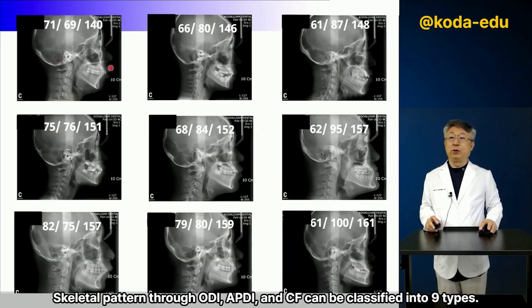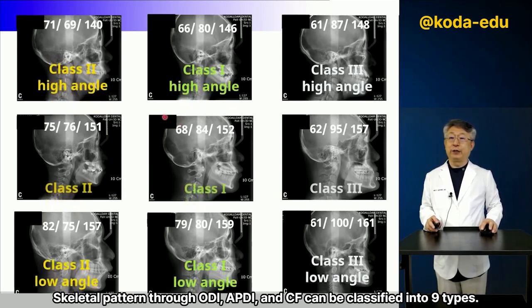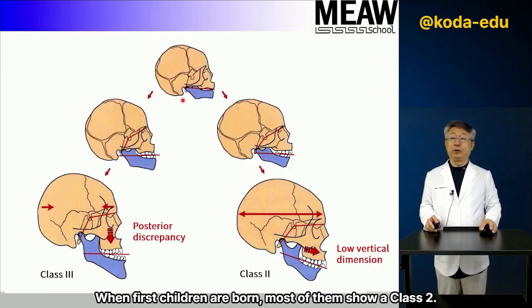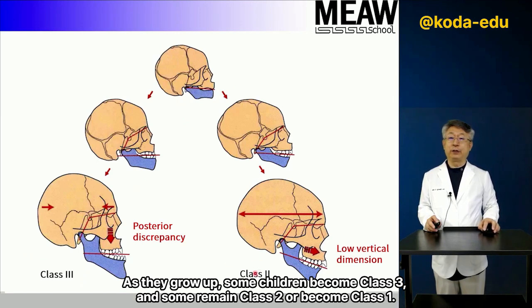Skeletal pattern through ODI, APDI, and CF can be classified into 9 types. When children are first born, most of them show a Class 2. As they grow up, some children become Class 3, and some remain Class 2 or become Class 1.